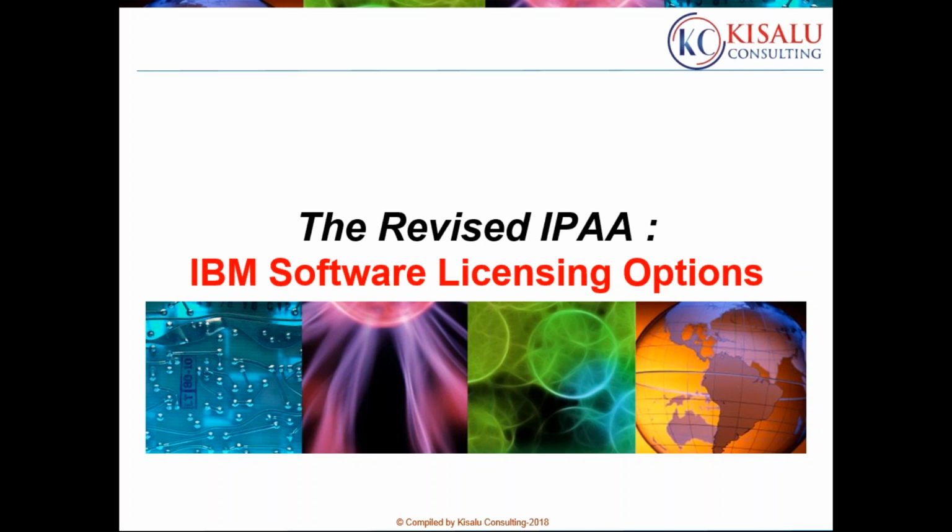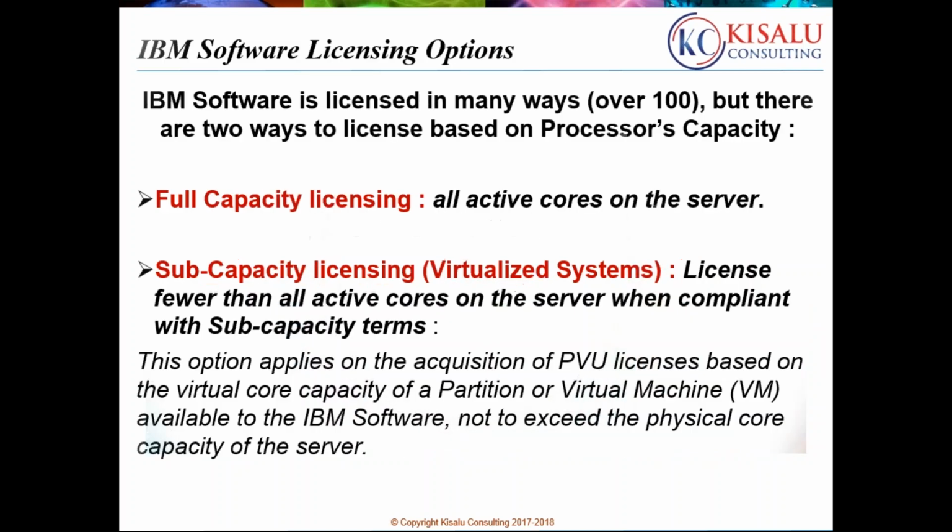So what are the licensing options that we have? Mostly, as I mentioned before, there are over 100 types of licensing, but there are 2 big ways that we are interested in.